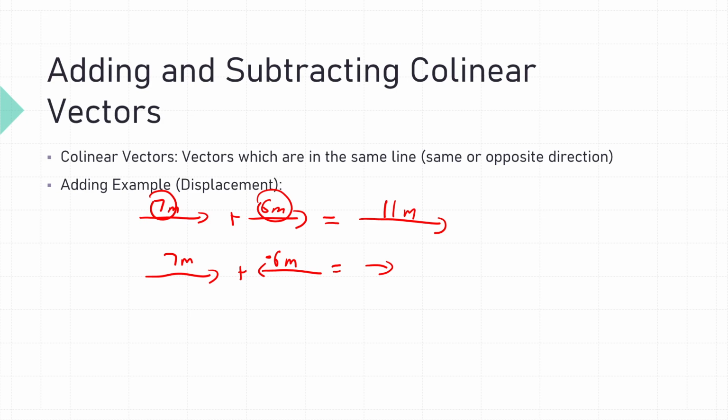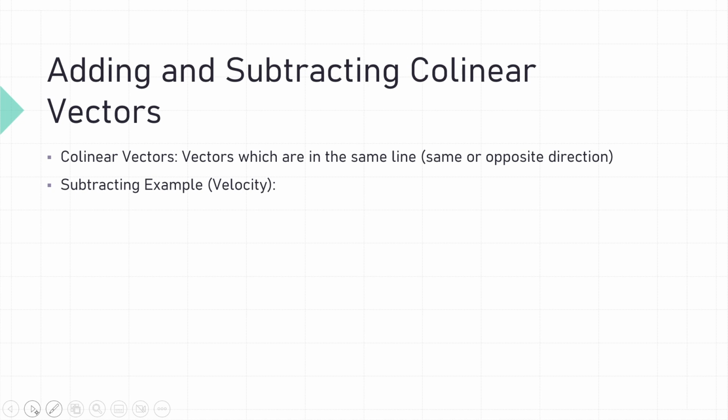You can add those two vectors up as well. So 7 plus negative 6 overall means that there is a positive displacement, meaning that as I've drawn, it's going to go to the right, and the displacement is going to be 1 meter. Now, there are also some situations where we would want to subtract our vectors.